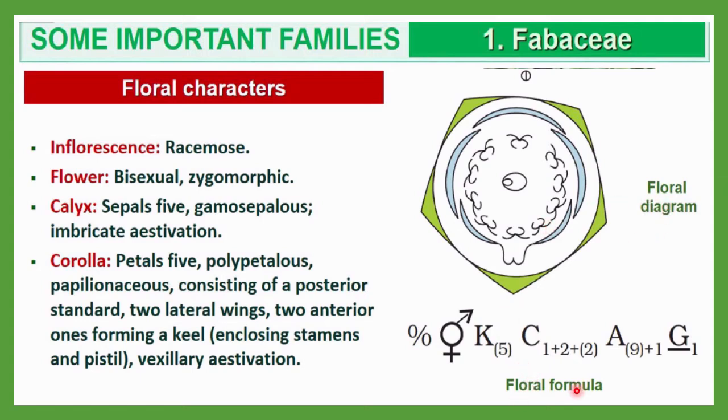And what is the floral formula? As it is written here, it is bisexual and zygomorphic. So it is bilateral, we can say symmetry is bilateral, and that's why this symbol is written. Zygomorphic means bilateral. Then this symbol indicates a bisexual flower, that means male and female structures are both present. Then calyx is 5, right? Sepals number 5, that's why 5 is written. And it is gamosepalous, that means all sepals are united, and that's why you have to write it in a bracket, because it is united or fused together.